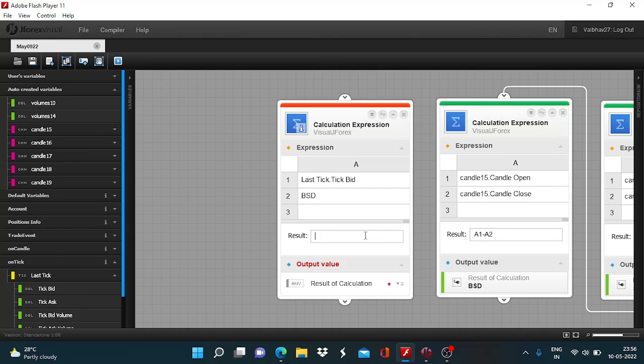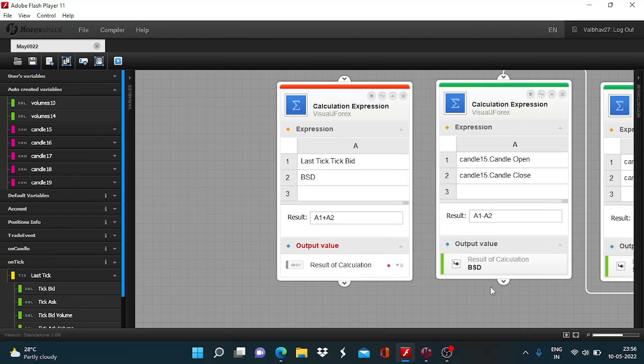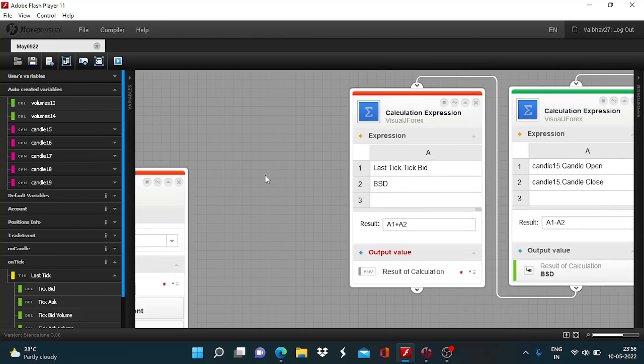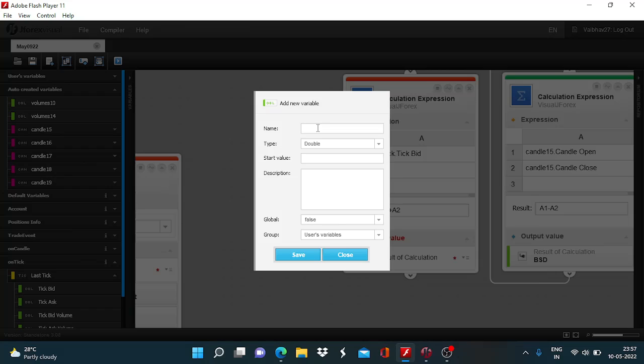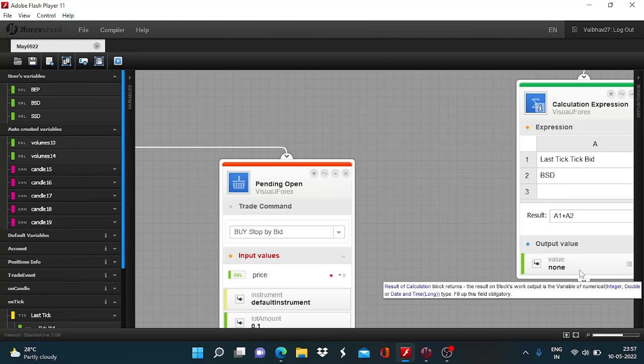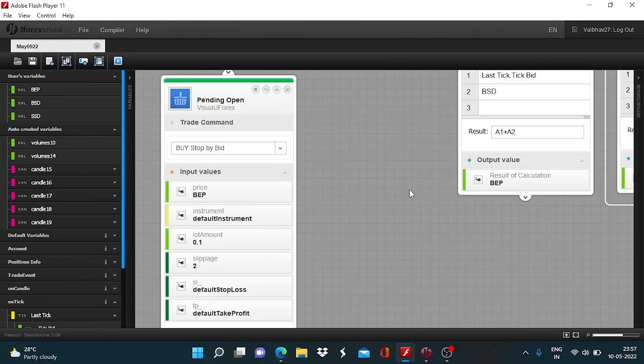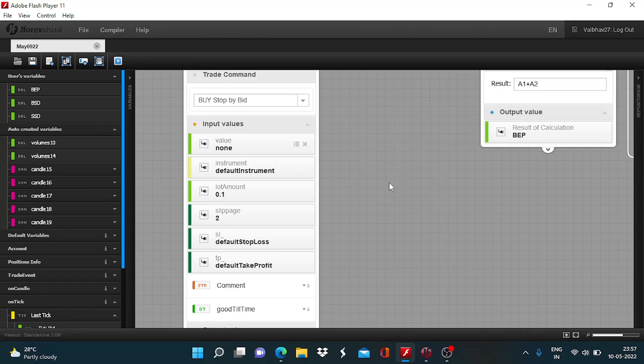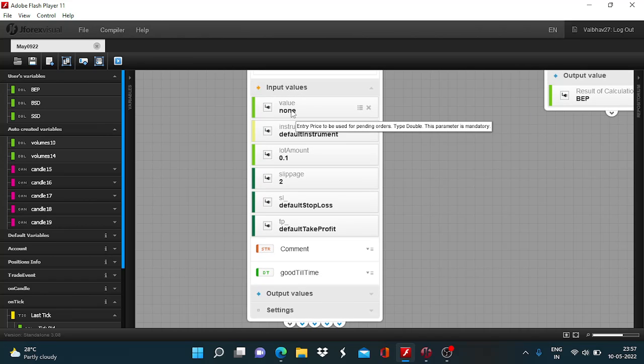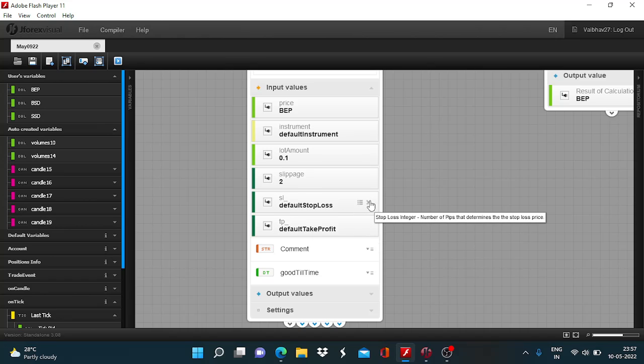So this will be A1 plus A2, and this will be our buy execution price, BEP. All right. So I will place this on the input value, execution price.